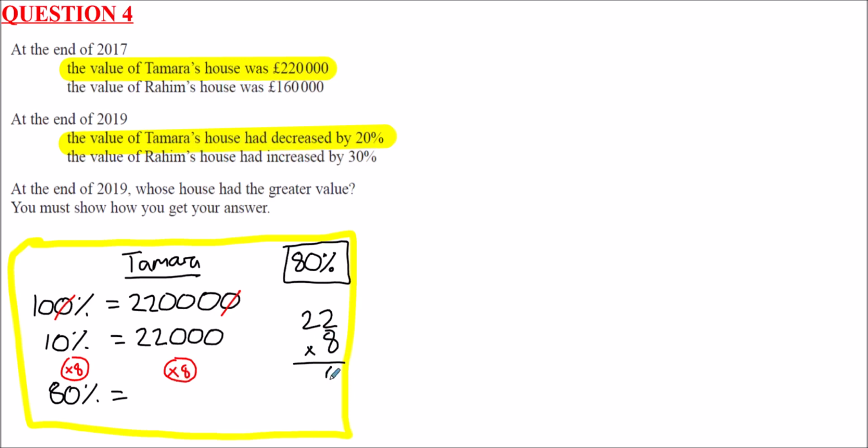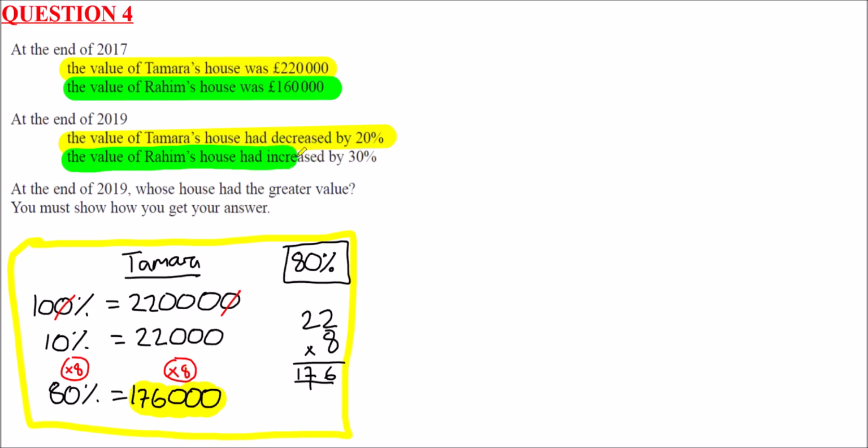8 times 2 is 16. 8 times the other 2 is 16, plus we carried 1 is 17. So that's 176. Add on the zeros. 0, 0, 0. So Tamara has a house worth £176,000 at the end of 2019. We can now compare this to Raheem's house, which was 160,000, but then it's gone up by 30% by the end of 2019. So similar process, let's think about what Raheem's house must be worth.